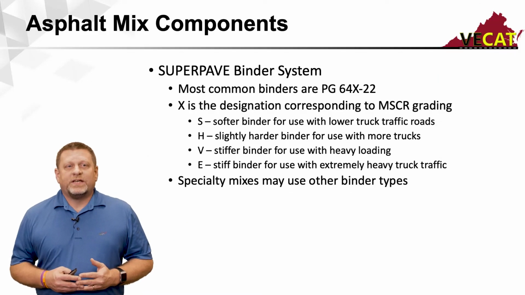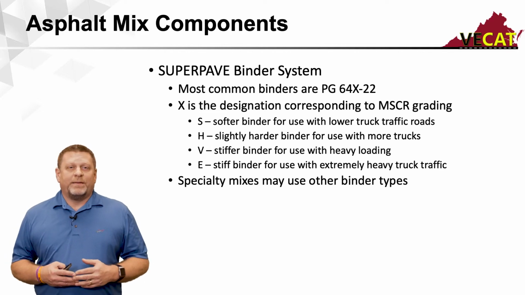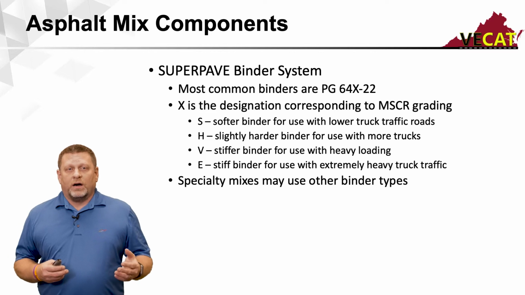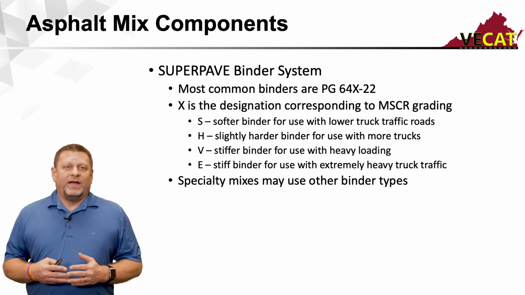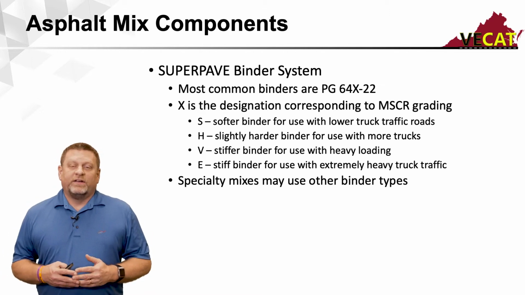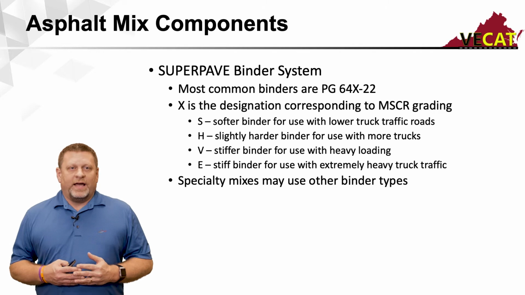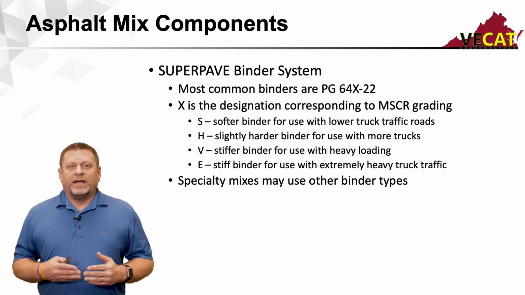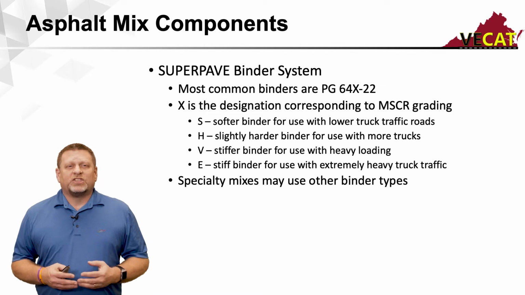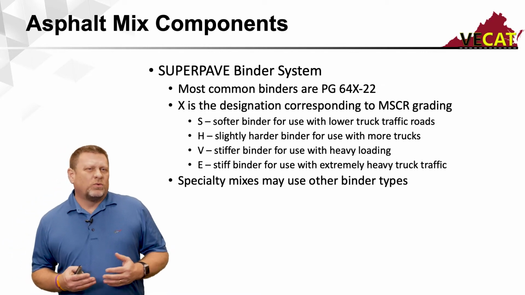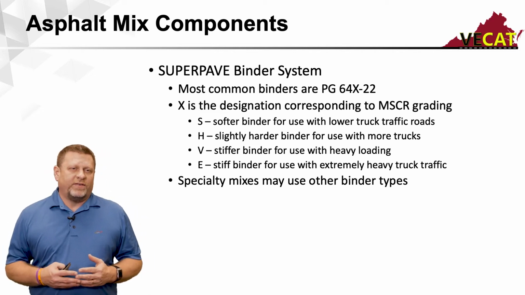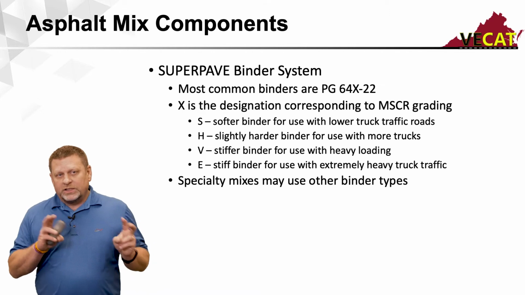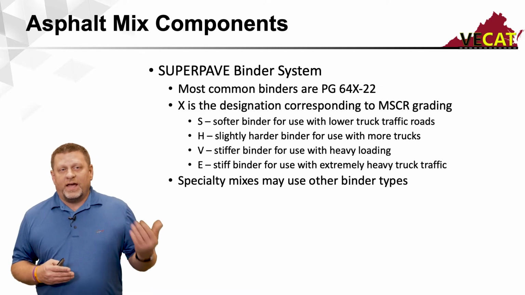Let's talk a little bit more in detail about the binder system. All our binders are classified as a PG64, which is our standard grade binder, -22. And then when we classify them, we have a letter acronym that gives us different references. The X you see in this PowerPoint here could be anything starting with S. S is our softest binder, which basically is our rural routes, some subdivisions, some pavements that aren't going to have very high truck traffic.